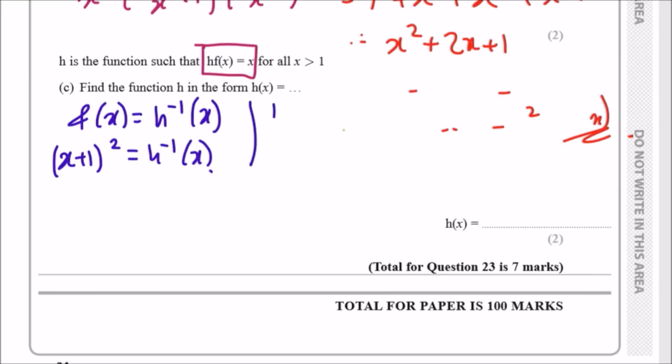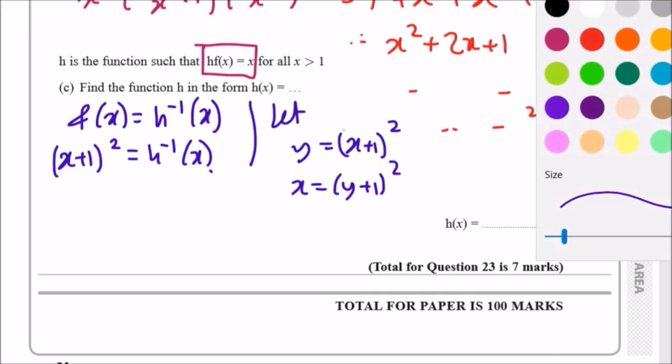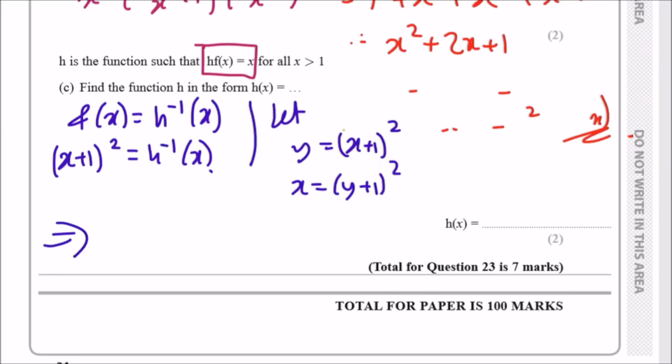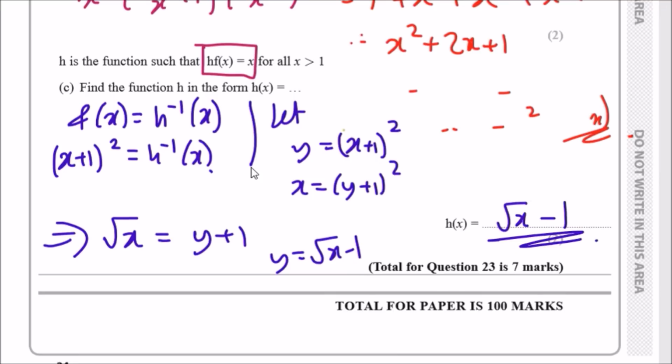So you can just say let y equal (x plus 1) squared, invert the letters so you have x equals (y plus 1) squared, make y the subject, and then you have your original function, the inverse of the inverse h, which is the regular h. Let's have a look. What we could do is square root both sides. We're going to have root x equals y plus 1, and then minus 1. So now y equals root x minus 1, and that is our function, root x minus 1. Done.